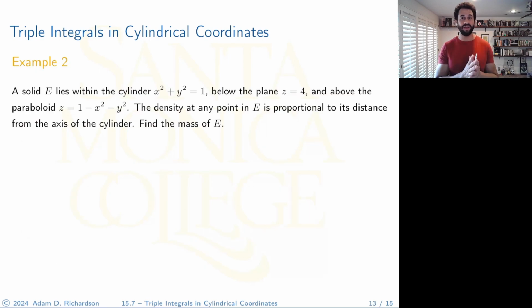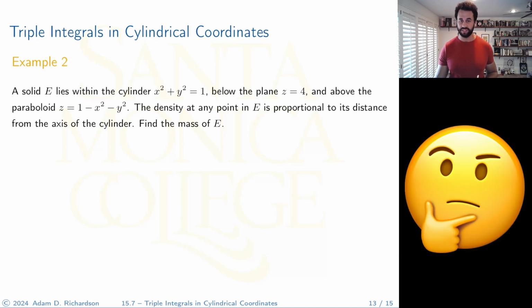All right, so let's try an example. This is one I definitely want you to try on your own before we do it together in a moment. A solid E lies within the cylinder x squared plus y squared equals 1. Imagine it in your head. Below the plane z equals 4, and above the paraboloid z equals 1 minus x squared minus y squared. I can visualize that. The density at any point in E is proportional to its distance from the axis of the cylinder. Find the mass of E.